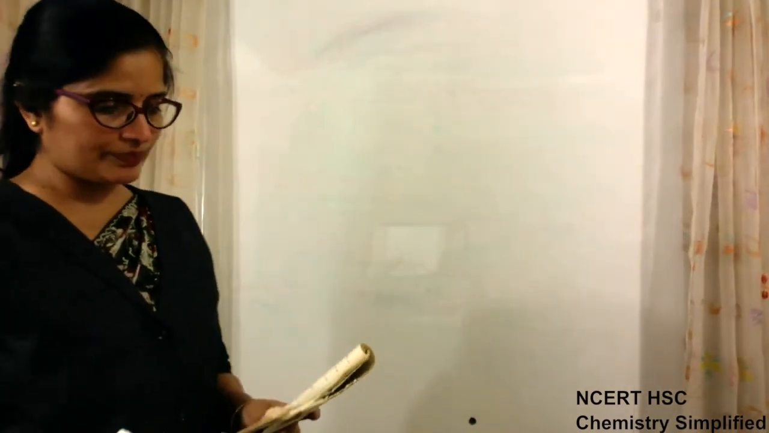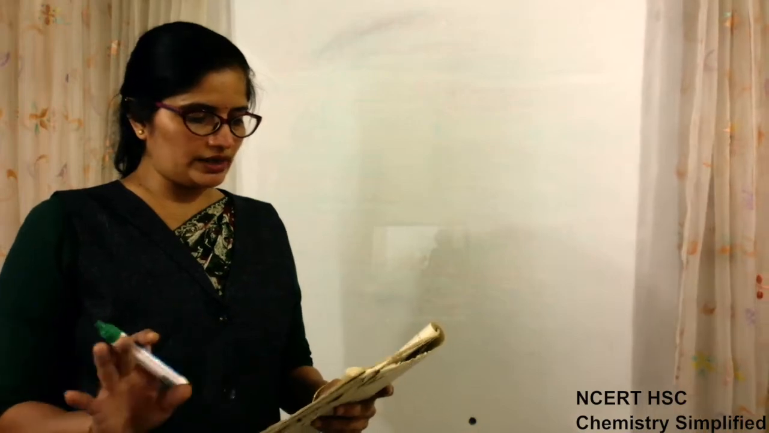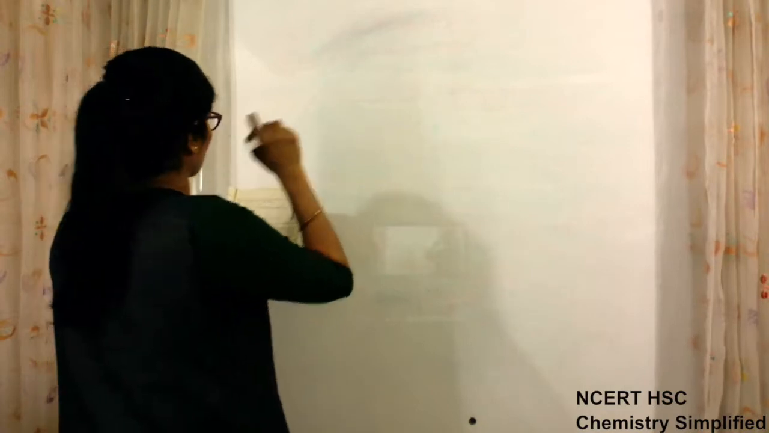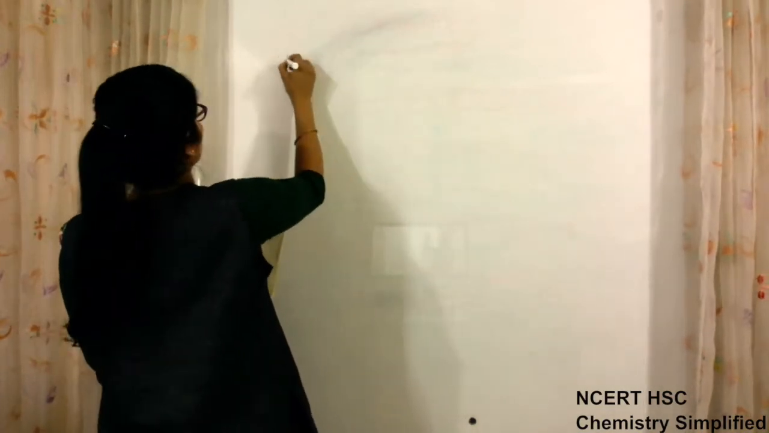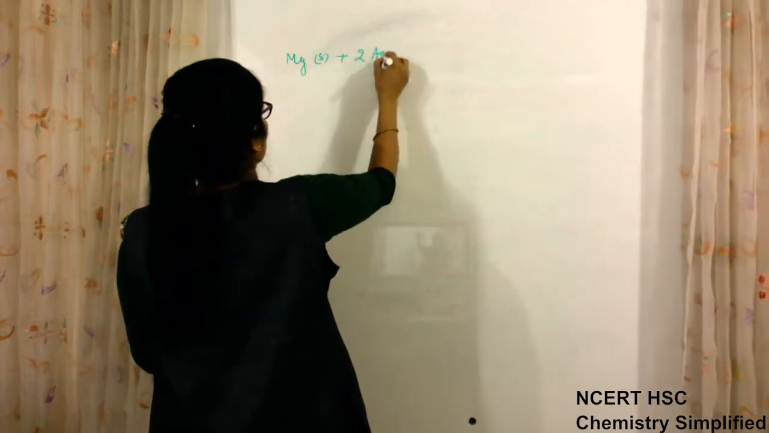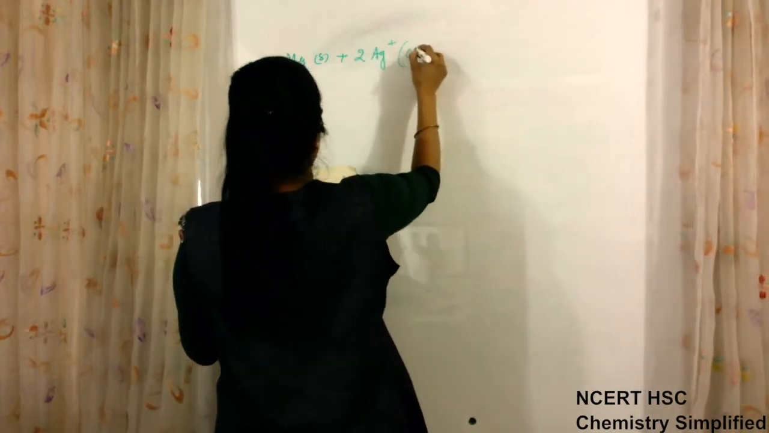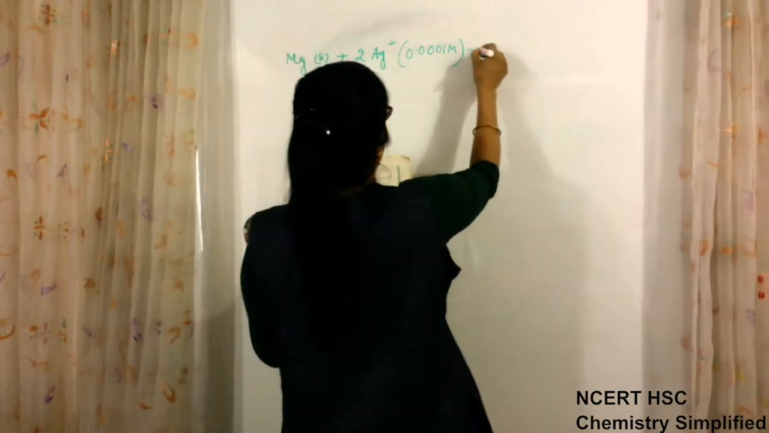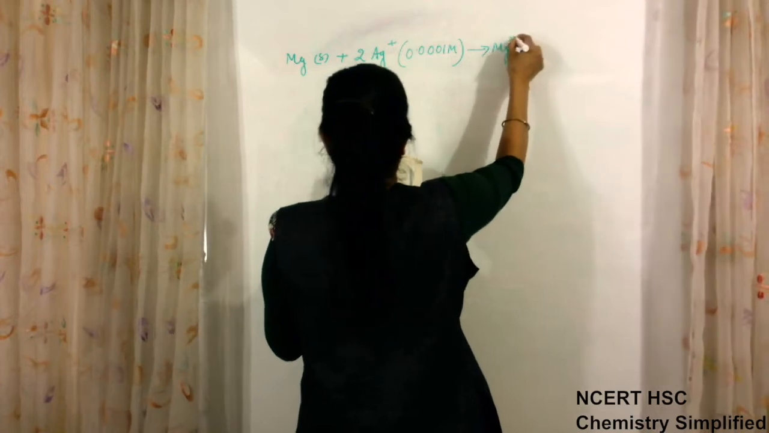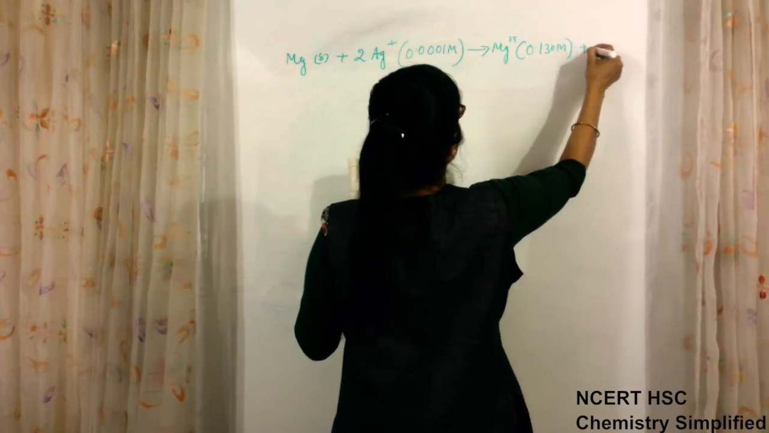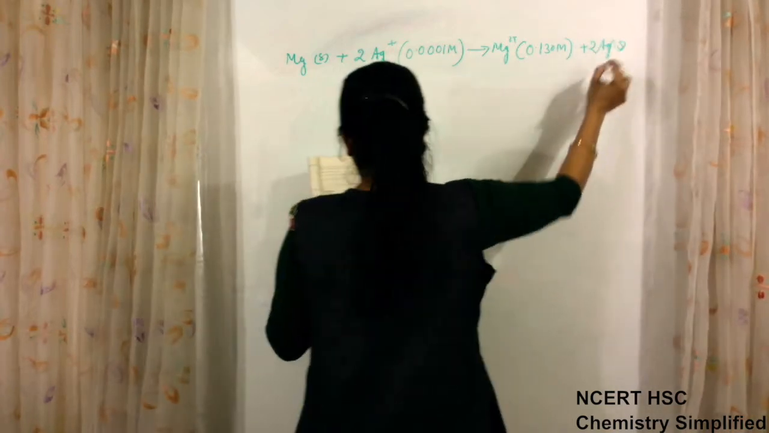Represent the cell in which the following reaction takes place. In this question, you do not have to do any calculation. They are just asking to represent the cell first. The reaction is Mg solid plus 2Ag positive with 0.0001 molar concentration, giving Mg2 positive with 0.130 M plus 2 Ag solid. This is the equation.